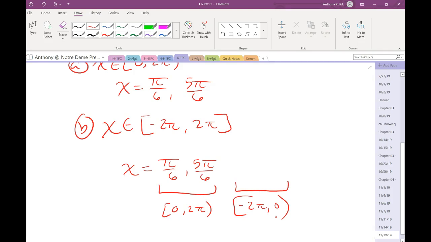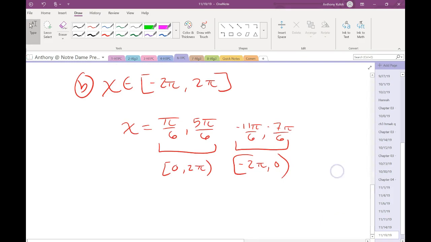How would I find an answer that's coterminal to that and negative? Minus 2 pi from each of those. If I subtract 2 pi from pi over 6, I get negative 11 pi over 6. And if I subtract 2 pi from 5 pi over 6, I get negative 7 pi over 6. Everybody okay there?